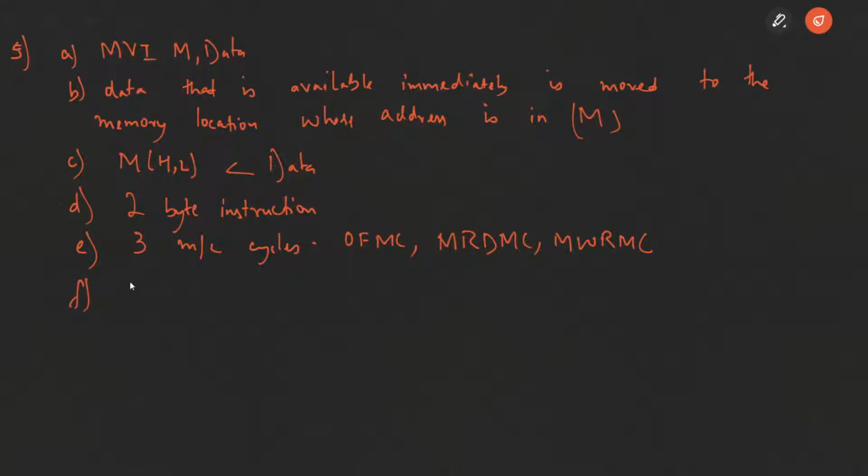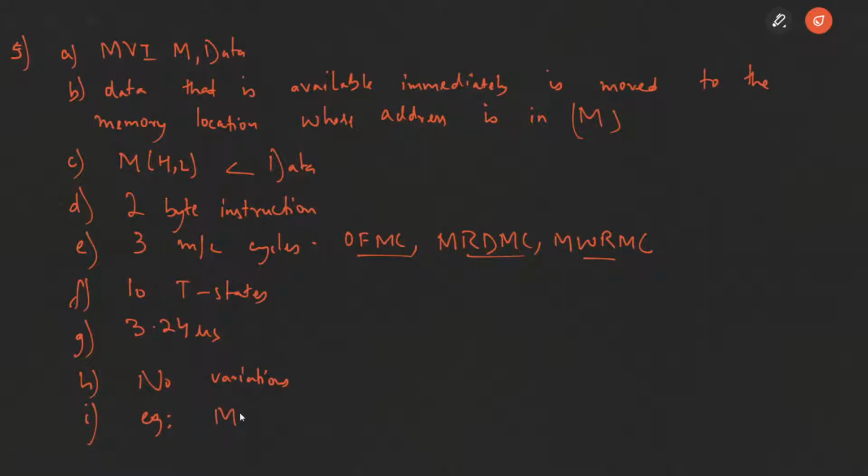So if we have 3 machine cycles, that means this is 4 T states, 3 T states, 3 T states, that means a total of 10 T states. And if we have 10 T states, then the total execution time will be 3.24 microseconds. And this instruction has no variation. It exists only as itself. Fine.